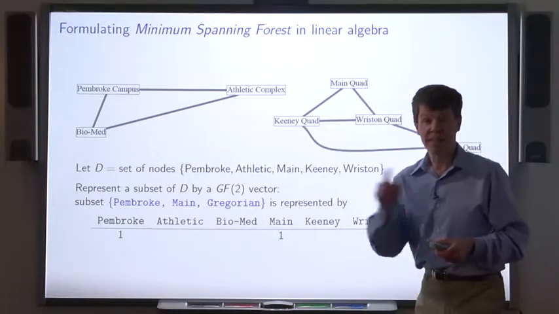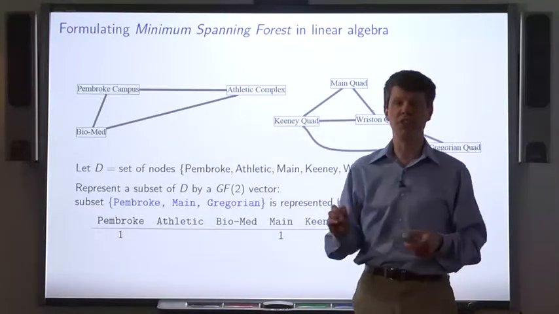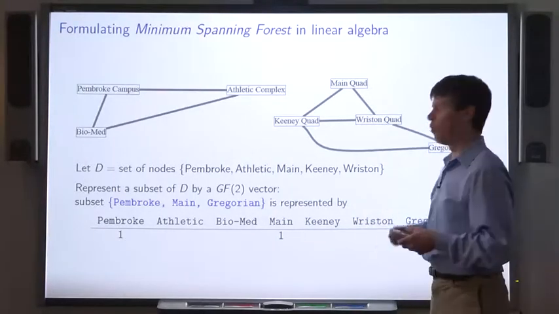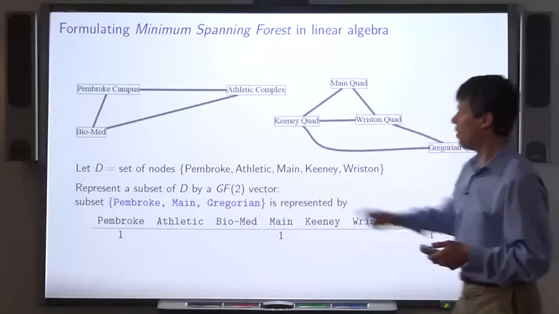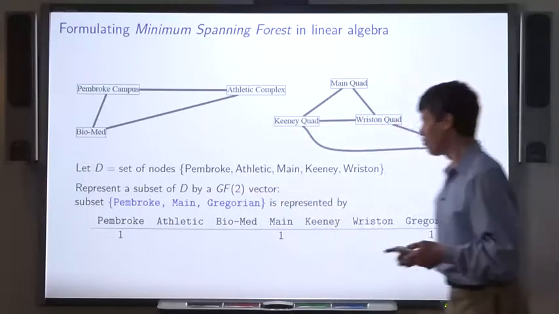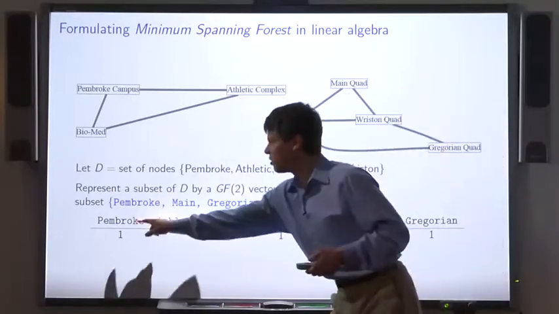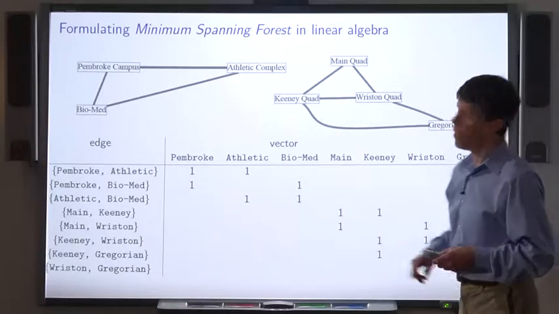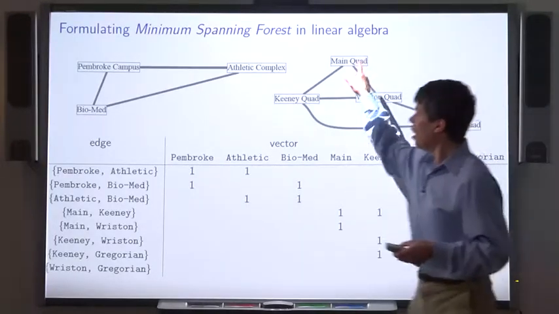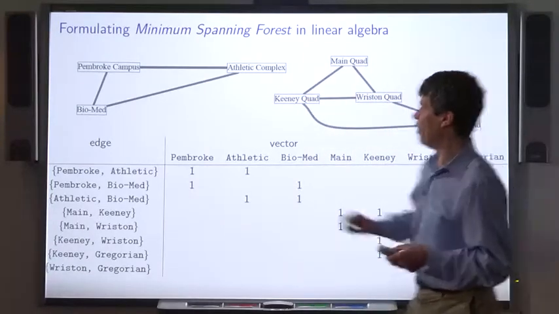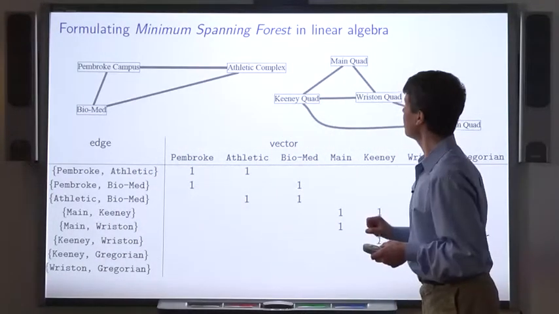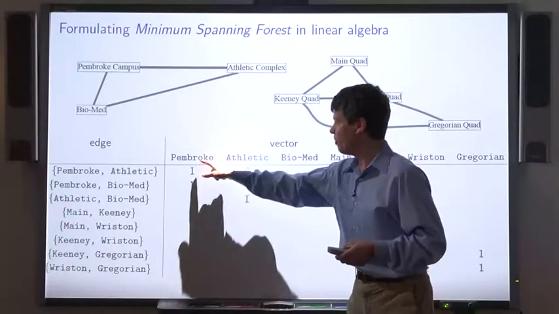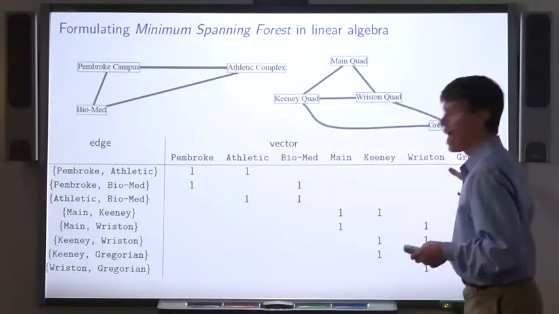Now we can represent a subset of D by a vector over GF2. We just put a 1 in every position represented in the set. So the set Pembroke, Main, and Gregorian is represented by this vector, which has 1s precisely in the positions Pembroke, Main, and Gregorian. So here's the representation of all the edges in this graph. For example, the edge between Pembroke and Athletic is represented by this vector that has a 1 in Pembroke and a 1 in Athletic, and the rest are zeros.